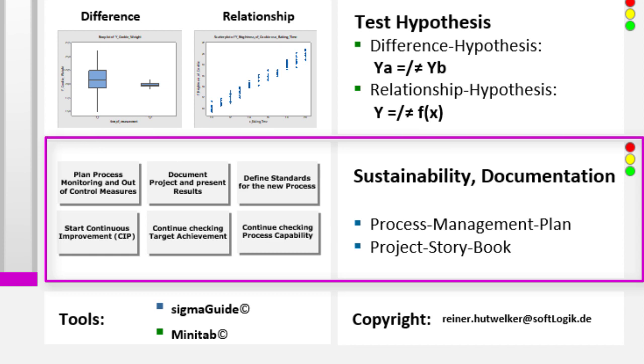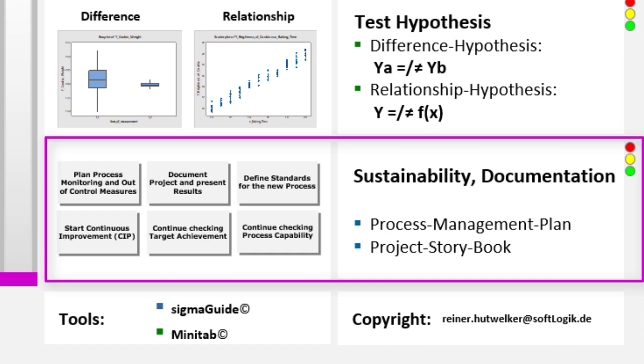To assure the sustainability of your improvements over time, a process management plan should be developed. It supports to continuously monitor the process with control charts and gives recommendations what to do if the process gets out of control. This completes the storybook of your project, where you should continually record what you and your team did along the DMAIC phases.